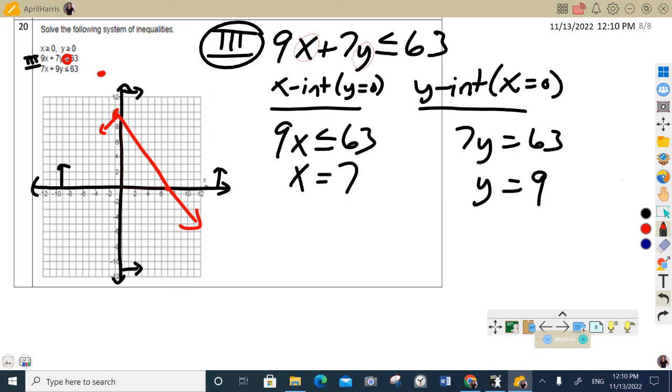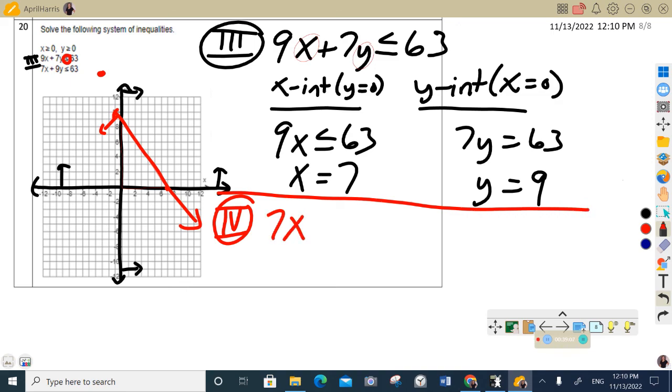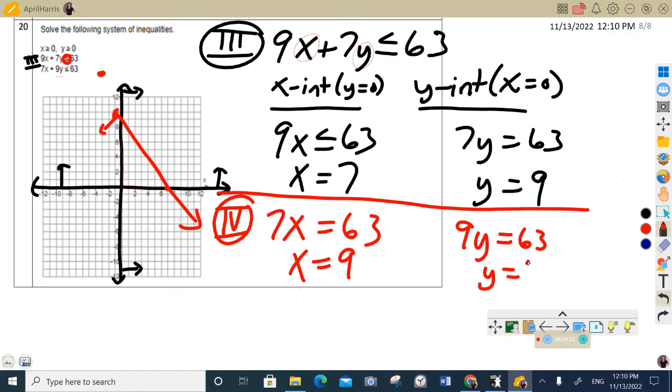But I have one more inequality. So inequality 4, I'm going to use the x and y-intercepts again. So the x-intercept is the value of x when y is 0. So in the last inequality, if I let y be 0, I have 9 times 0, which is just 0, so 7x equals 63. And I'm going to divide both sides by 7. So I get an x-intercept of 9. And then to find the y-intercept, I let x be 0. So I'm left with 9y equals 63. And I'm going to divide by 9. And I get a y-intercept of 7.